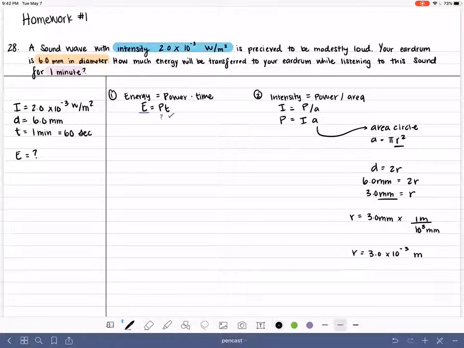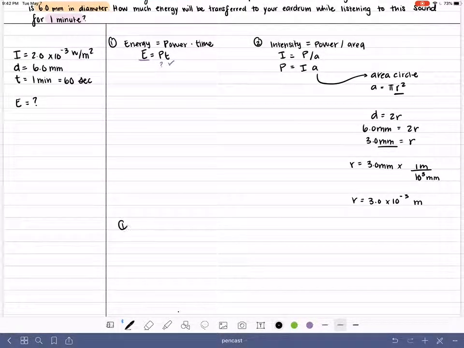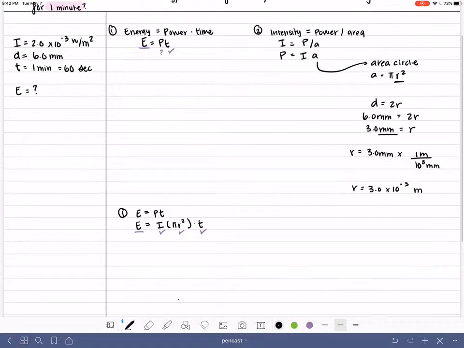Awesome. So now that we've solved for P, we can plug it back into our main equation. So it's equation 1, and our equation 1 is E equals P times T. And since we know P, we can say E equals I times A, and A in this case is pi r squared, times time. And so let's do a quick check. We're still looking for E, so it's on the left side of the equation. We have a value for I, we now have a value for r, and we're given a value for T.